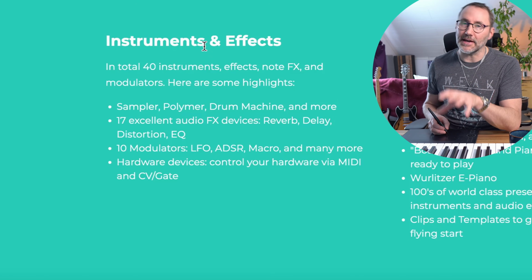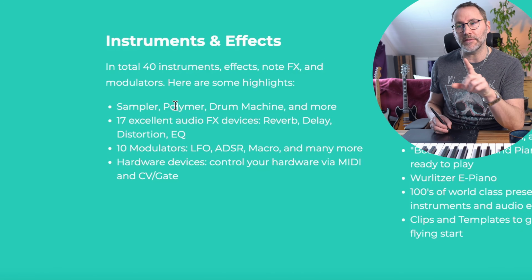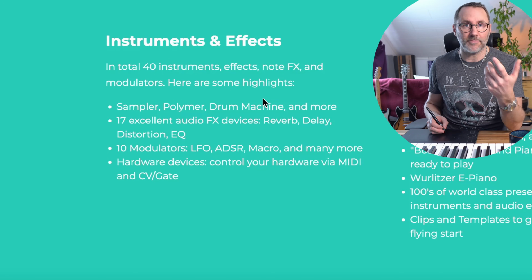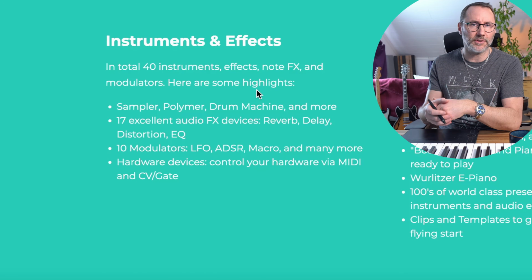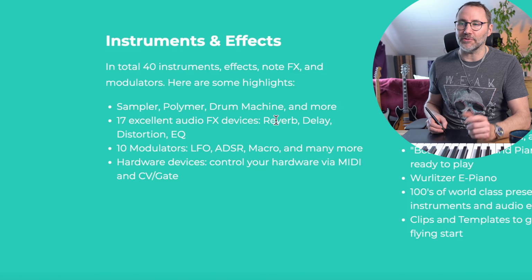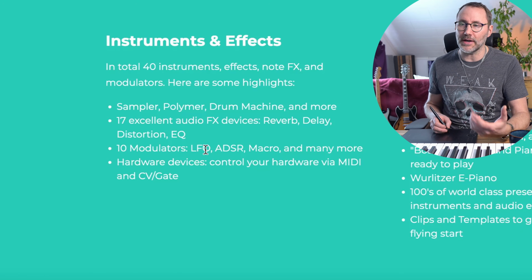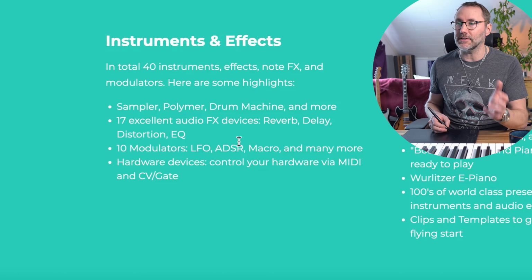Next up we have instruments and effects, and there's a total of 40 instruments, effects, note effects and modulators included. And some of these are the sampler, you have the Polymer synth, which I showed you in our project. You get the drum machine and also the V8 drum instruments, which are emulations of the 808 drum machine. 17 excellent audio effects, like the reverb, delay, distortion, and EQ, and then 10 modulators with LFO, ADSR, macro, and some more modulators. And you can also use hardware devices to control MIDI and CV gates.